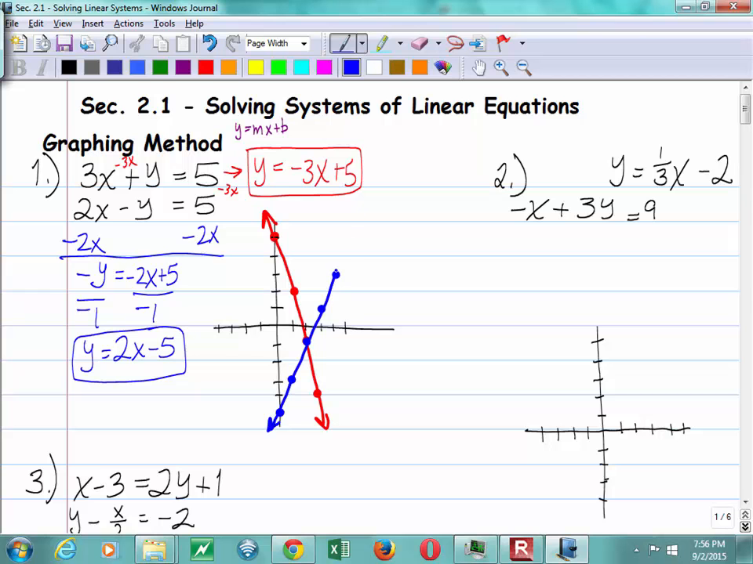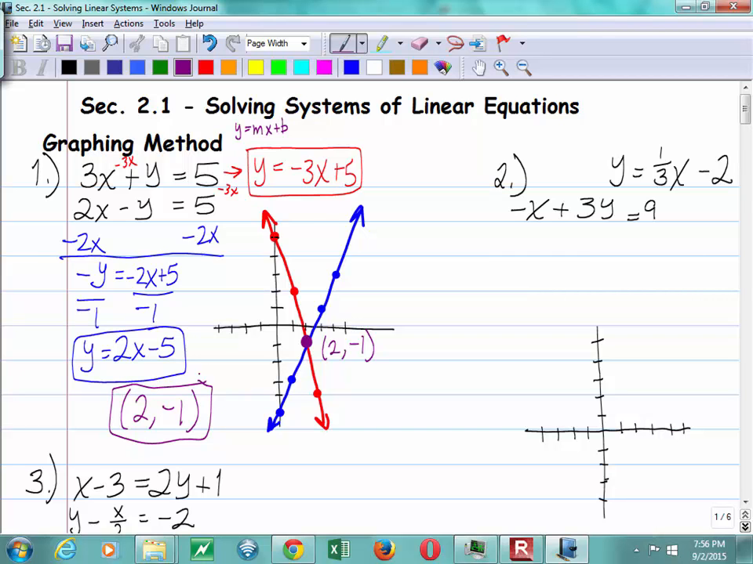And so that point of intersection is going to be the solution to the system. So that point right there, and the coordinates of that point are 2, negative 1. So 2, negative 1 is the solution to that system.